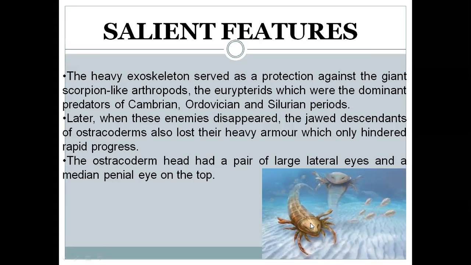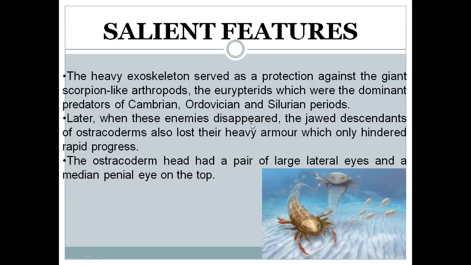They appear like a scorpion, and these were the predators. They used to eat all the small size organisms. So to escape from them, these ostracoderms, and the next topic is placoderms, developed some protective skeleton-like structures on their skins. So that's why this exoskeleton served the purpose of protection from these giant scorpion-like eurypterids.